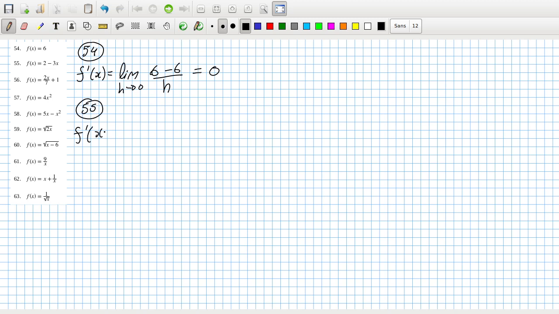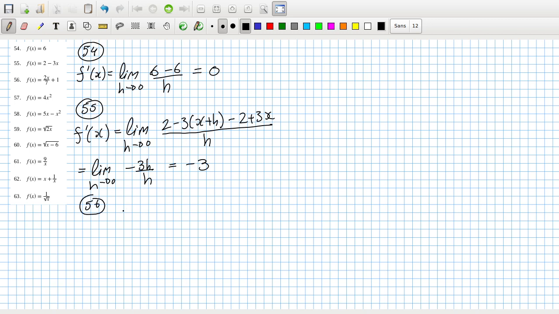55. f dash x equals the limit as h goes to 0 of f of x plus h minus f of x all over h. That's equal to the limit as h goes to 0. The 2's cancel. The minus 3x and the plus 3x cancel. You're just left with minus 3h over h, which will be minus 3.